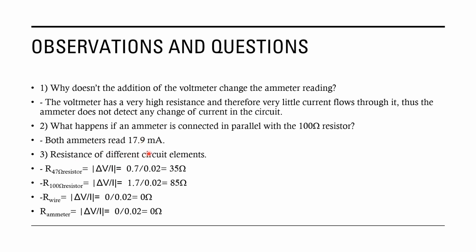Resistance of different circuit elements. The resistance is calculated as the change in voltage divided by the current. So across the 47 ohm resistor it was 35, across the 100 ohm resistor it is 85. This was due to some of the things that we neglected, such as the resistance across the wires. That is why the values here are not the same as the values that the resistors were actually made for. The resistance across the wires and the ammeters, we neglected them and took them to be 0.